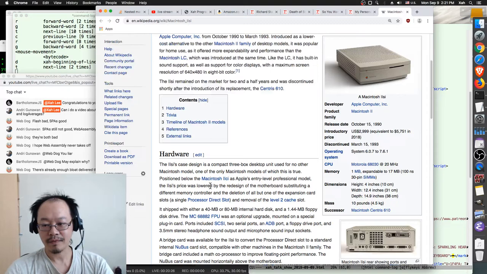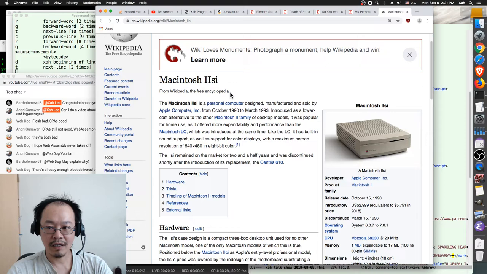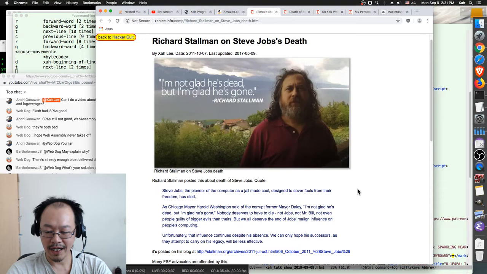So that's Mac 2SI, that's my first computer. Okay, so let's go back to Richard Stallman on Steve Jobs' death. Steve Jobs, many people respect.